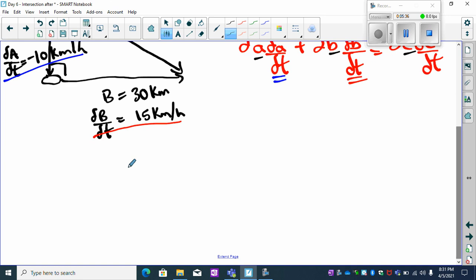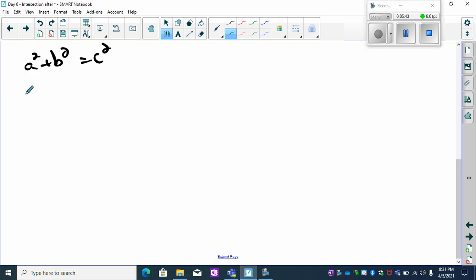Now I can find C. All right, A squared plus B squared equals C squared. To find C, I'll just fill in 30.